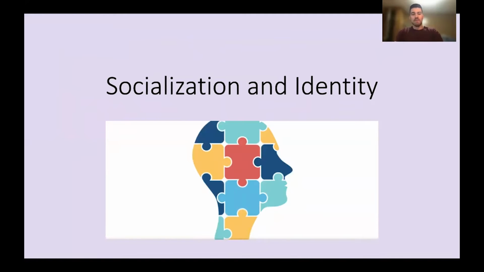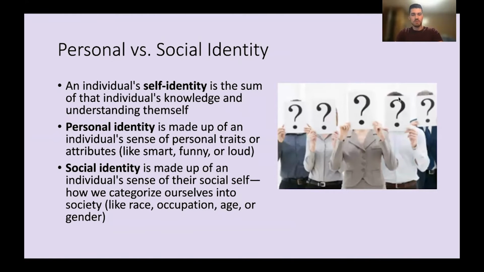Okay, so let's dive right in. We're going to start with socialization and identity, and we'll start with personal versus social identity. In this lecture, there are going to be a lot of bold-faced terms, so just make sure that you know all of them for the MCAT. There are a lot of straight definitions in this, and those are the most important things for you to understand in these sections.